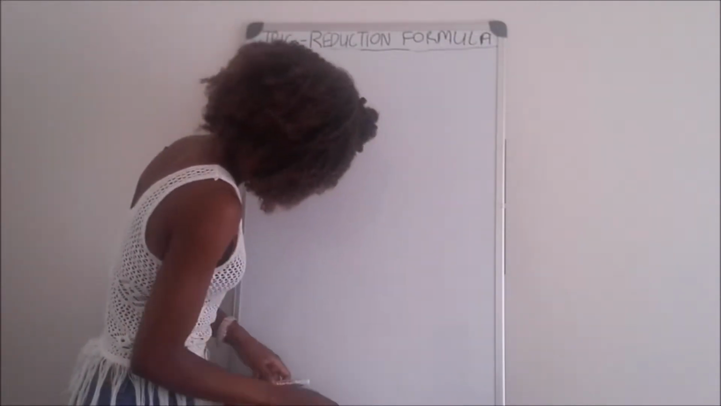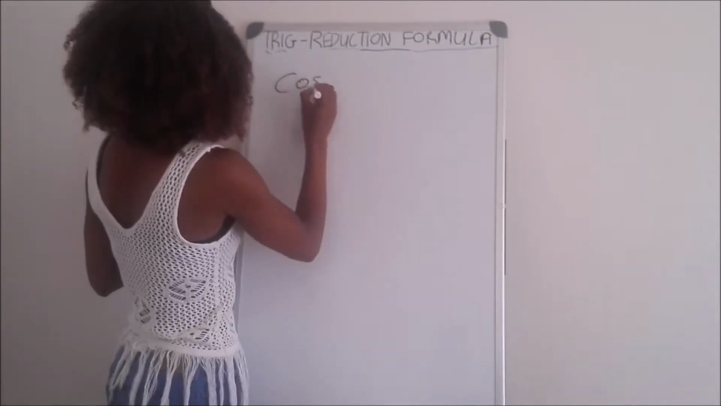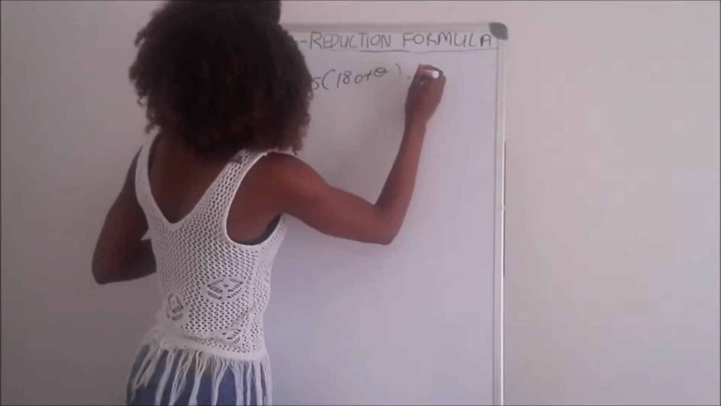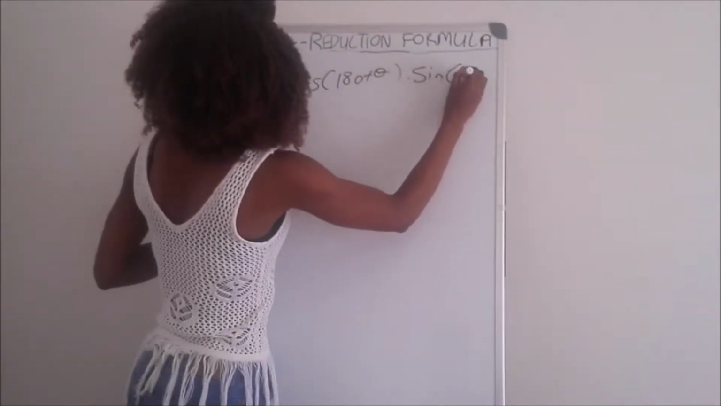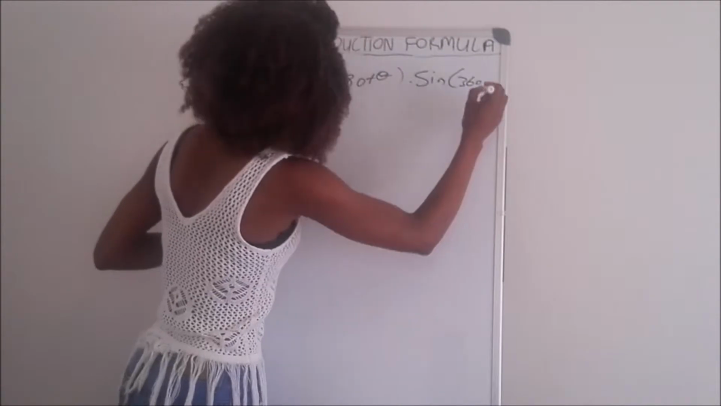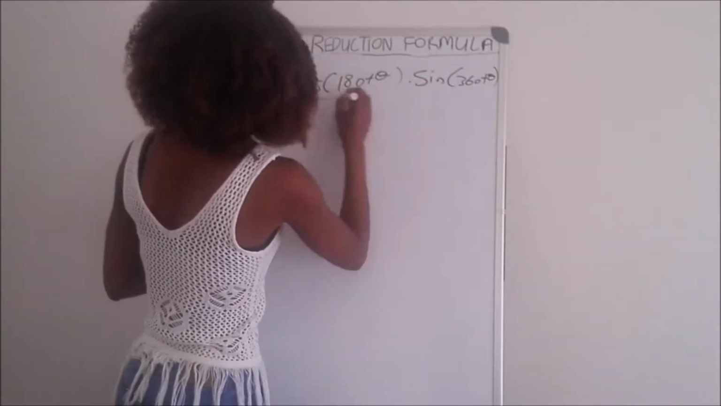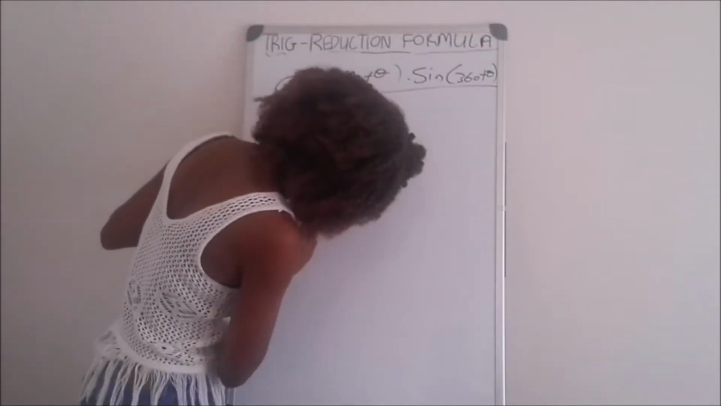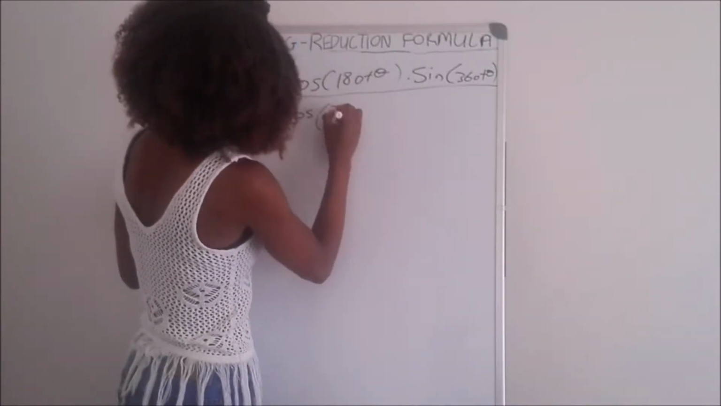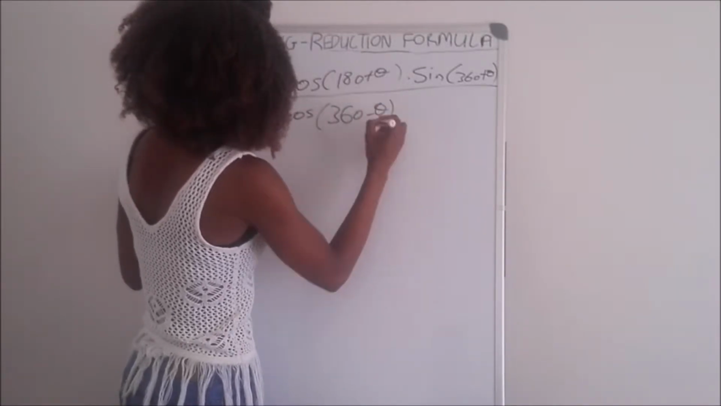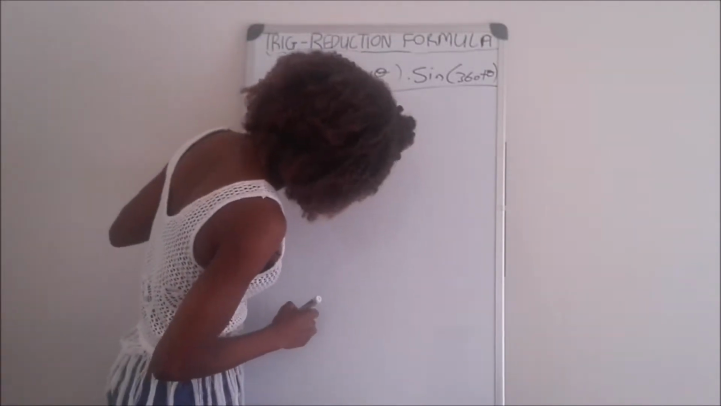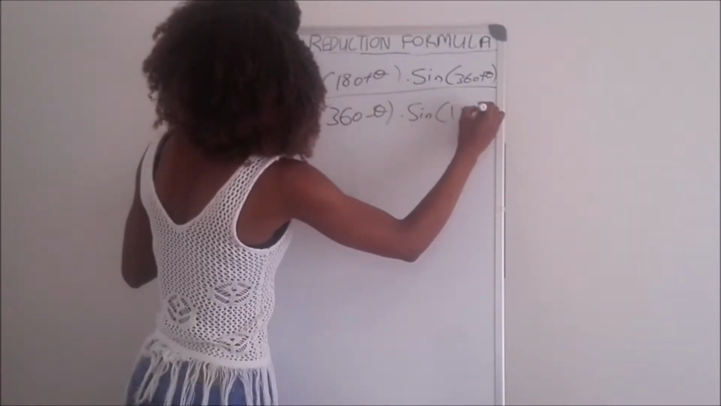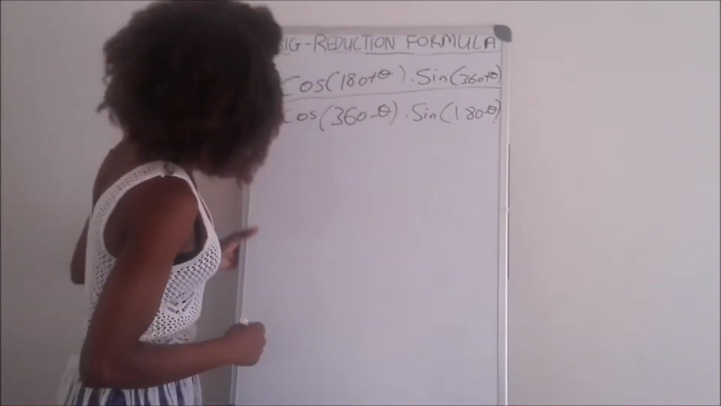All right, an example. The first one says cos(180 + θ) multiplied by sin(360 + θ), divided by cos(360 − θ), and also sin(180 − θ).